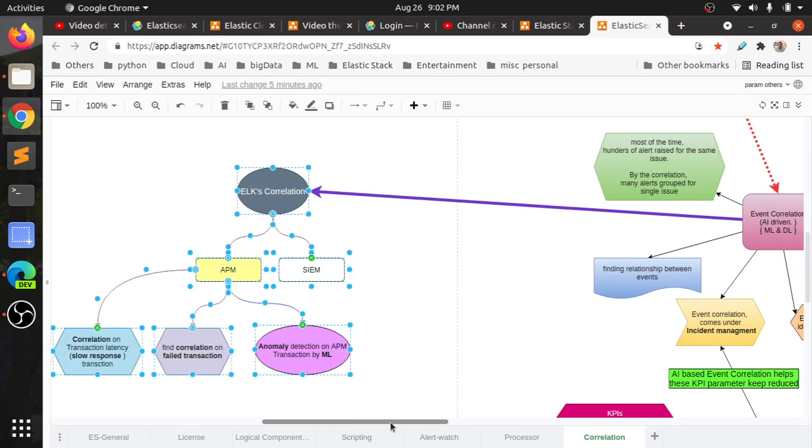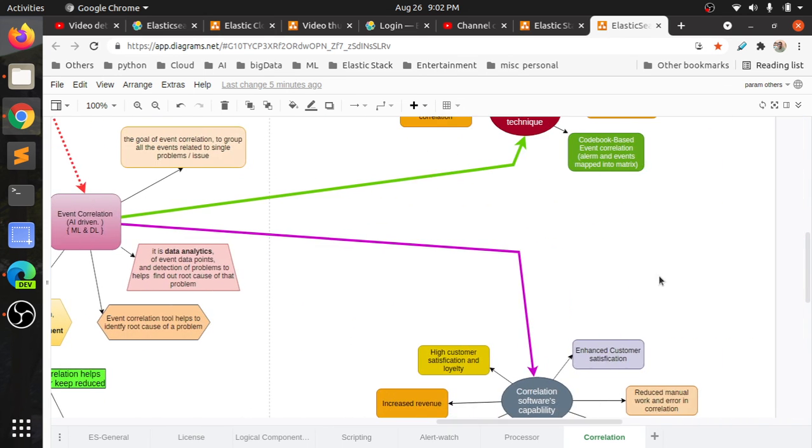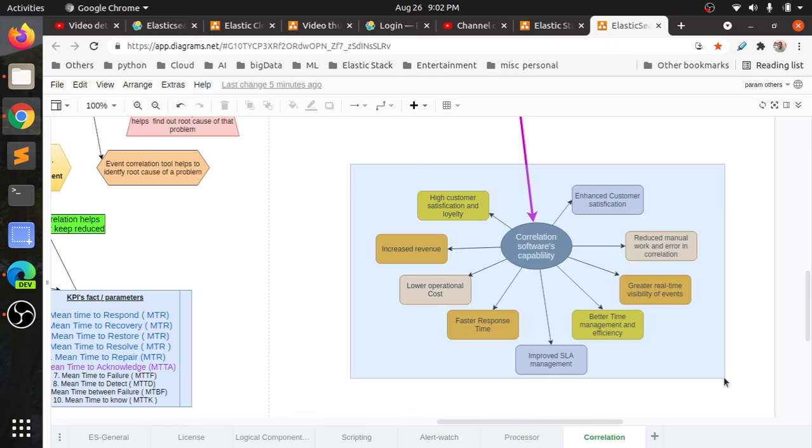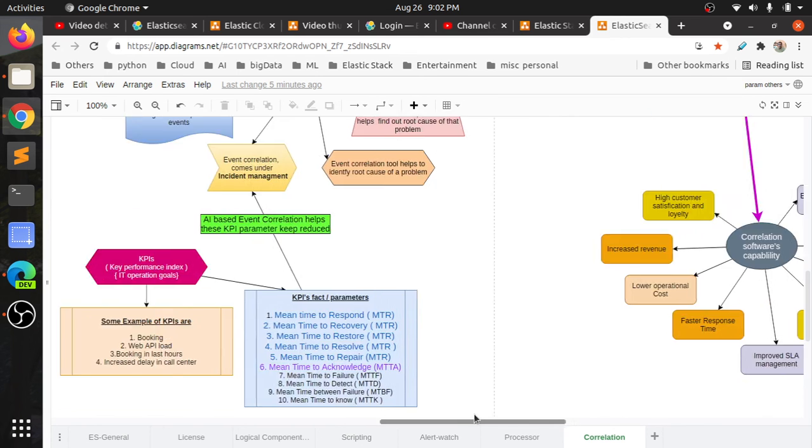There are several other tools, and I am not going to discuss them, but these are the minimum qualities of these tools. Based on these qualities, we can select which tool we are going to use. So this is what any correlation software's capability should be. These should be the criteria. That is what I wanted to explain about correlations.